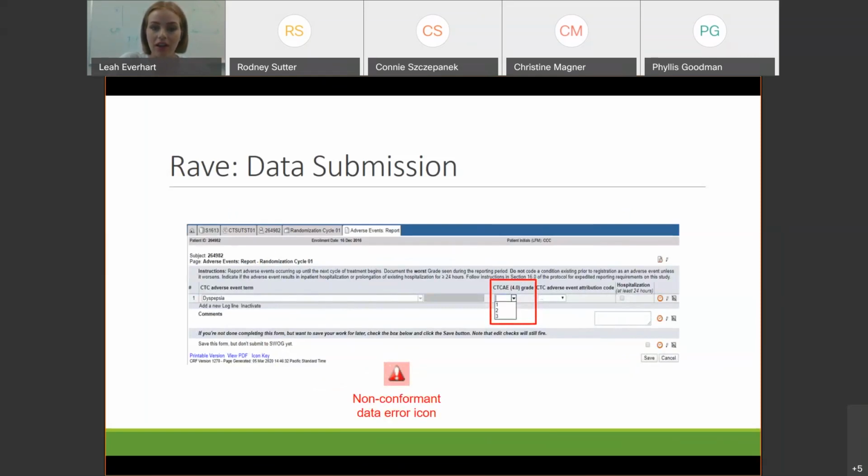And when entering data onto a log line, it's important to use your mouse to select an option if there's a drop-down box, to avoid any non-conformant data errors from populating, which we have highlighted there. You can't use your keyboard to complete the field like you would a free text field. That's how those non-conformant data icons will populate. So just be sure you're selecting from the drop-down box. Next slide, please.